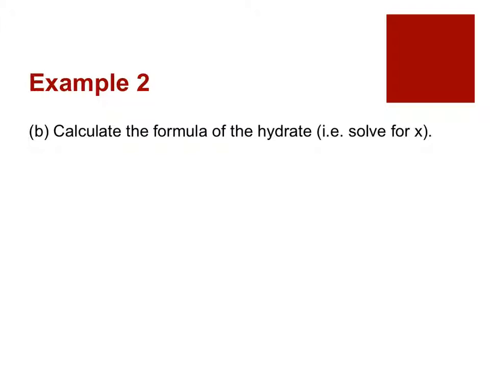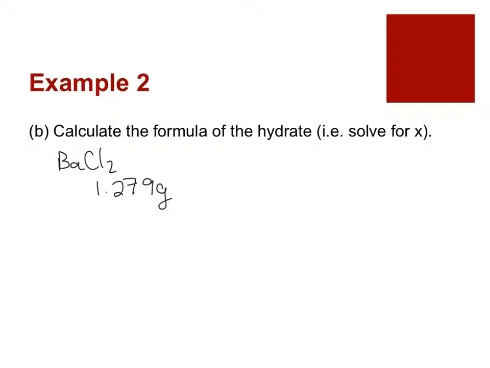The next part asks us to calculate the formula of the hydrate, so solve for x. Now what we need to do here is look at the ratio of the anhydrous barium chloride to the ratio of the water. And by looking at those ratios, it's going to tell us how many molecules of water are associated with 1 molecule of barium chloride. So we know our anhydrous barium chloride has a mass of 1.279 grams.